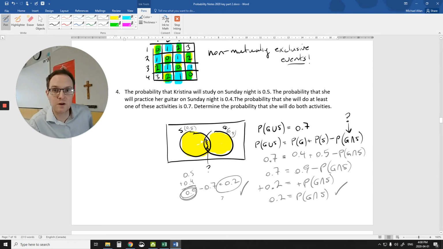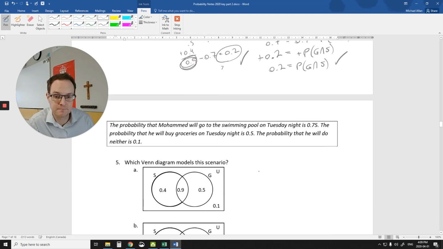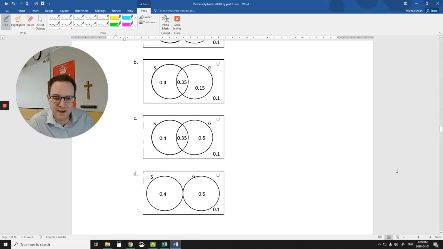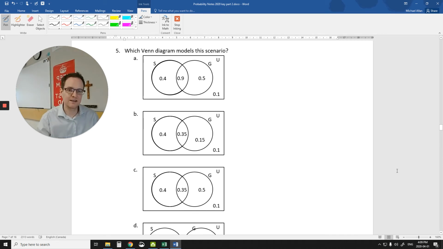One way is the formula, one way is just by using the Venn diagrams that we used before. Okay. The next one here, Muhammad, what's Muhammad doing? He's going to go swimming to the swimming pool on Tuesday. What we know is that it's going to be 75% or 0.75. That's the probability. Probability he will buy groceries on Tuesday is 0.5, and the probability he will do neither is 0.1. Which of these Venn diagrams is the proper Venn diagram?